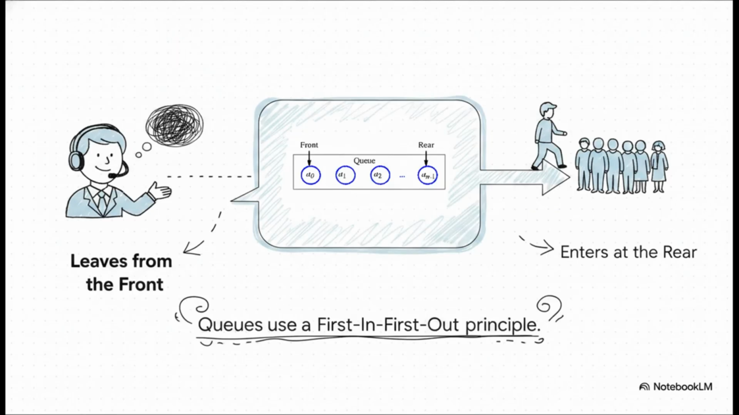In contrast to that, a queue handles data just like callers on hold for a customer service agent. It uses a first in, first out, or FIFO principle. The very first person to call the hotline is the very first person served by an agent. Data enters at the rear and leaves from the front. It's a system designed to ensure everything is processed in the exact order it arrived.